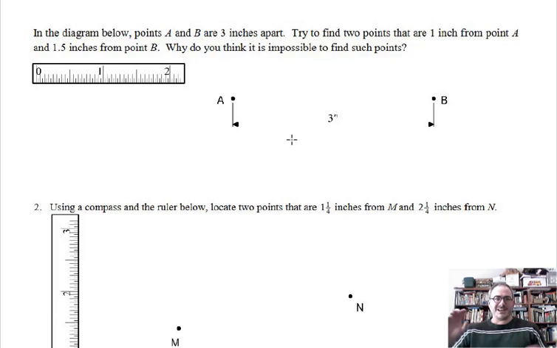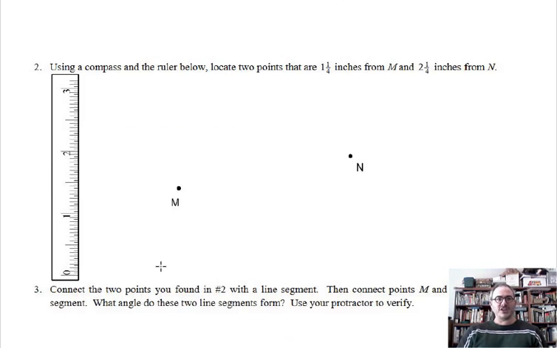Well, it's because the total distance between them is 3, and there's no way for me to get 1.5 to touch 1. They're always going to be at least a ½ inch short, right? I'm always going to be missing at least a ½ inch. So explain why it's impossible. Use your compass, try to figure it out, try to see what you can do. But the reason why is because 1.5 plus 1 only equals 2.5, which will never close the gap of the 3-inch gap. 2.5 will not close a 3-inch gap.